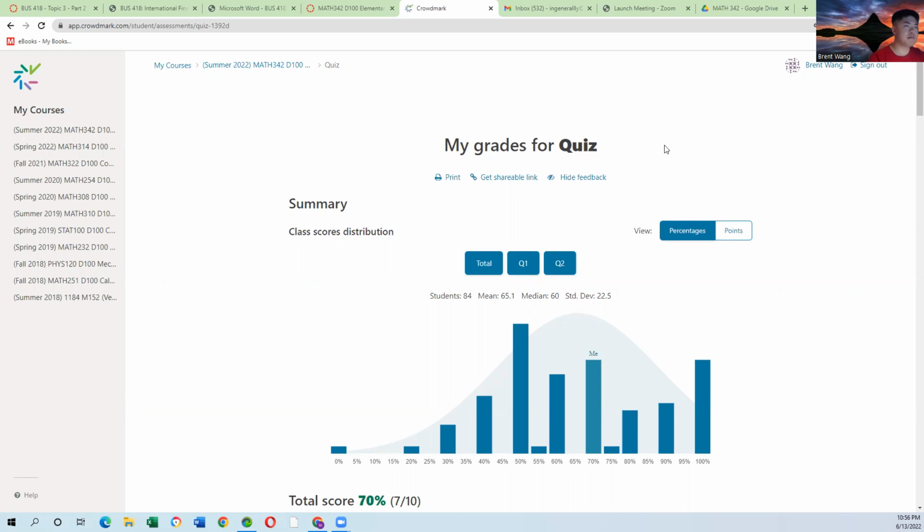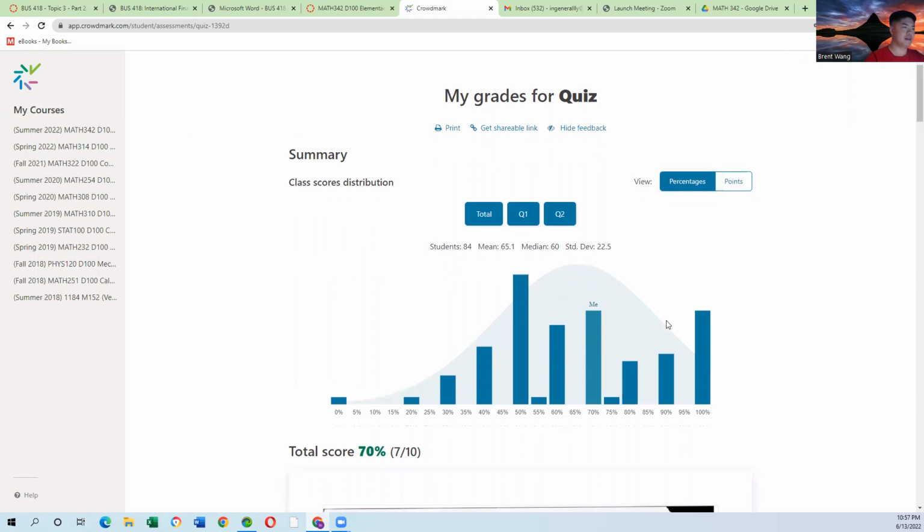So the quiz was worth 10 points. There was one calculation-based question and one proof-based question. Out of 10, I got a 7. The median was a 6 with an average of 65. In an upper division class, at least at my university, they say the average range is about a B, so I guess I'd be around the B or B plus range. So yeah, 10% above the median. This is what happened in a class of 84 students.